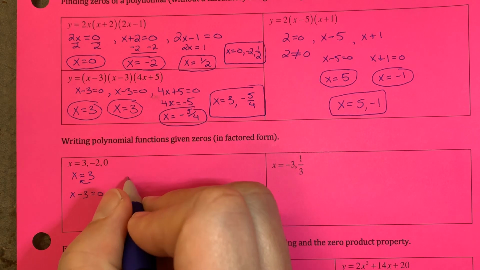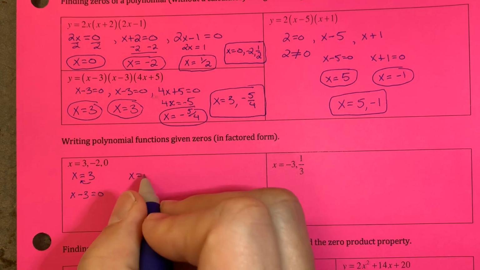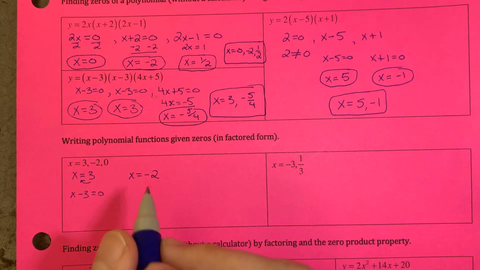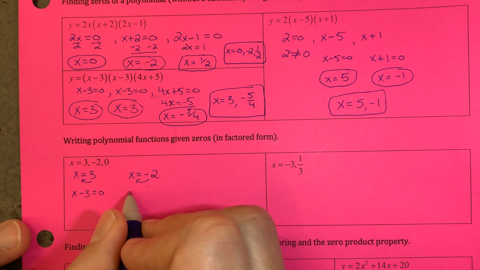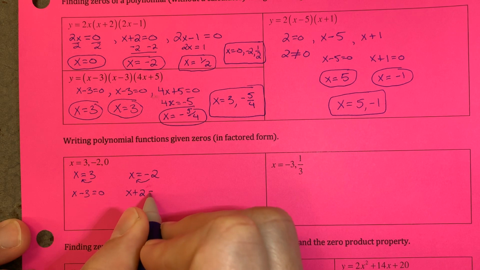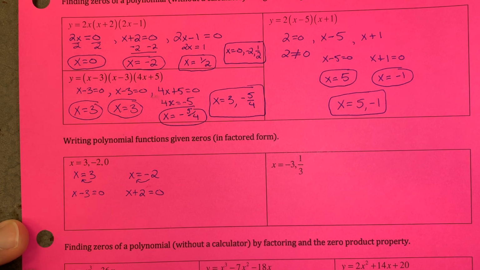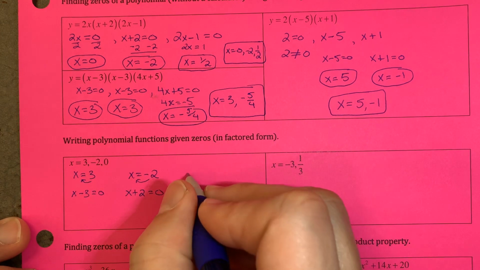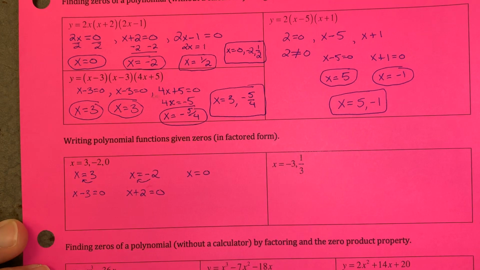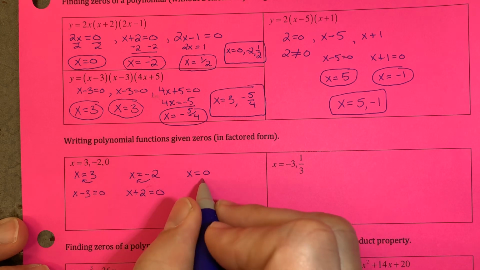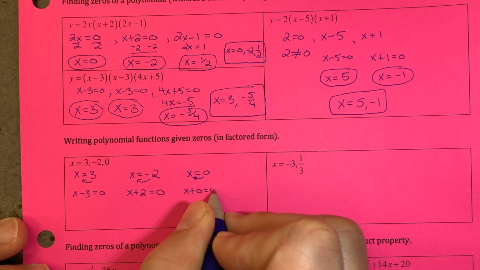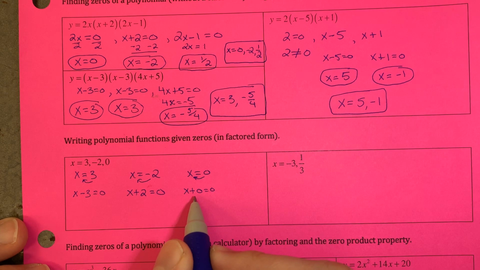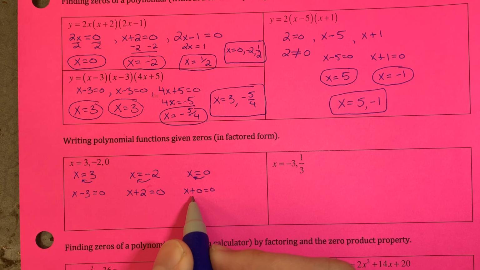The next one is -2. So if we said that x is equal to -2, then that means if you moved it back over here, it would become a positive 2. And so we could say x plus 2 is equal to 0. And then the last one, x equals 0. Well, even if you did move the 0 to the other side, and you get x plus 0 equals 0, you don't really need that 0 there. It's just simply an expression that would say x.